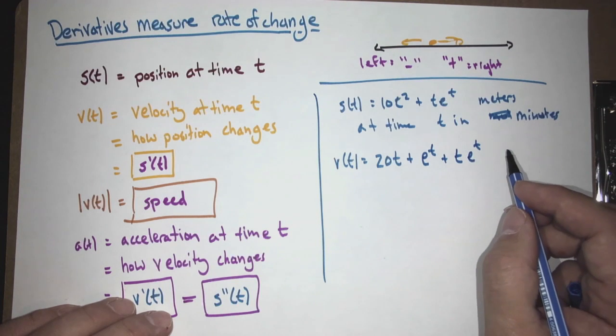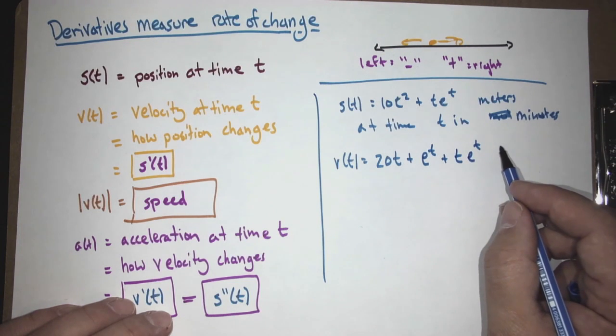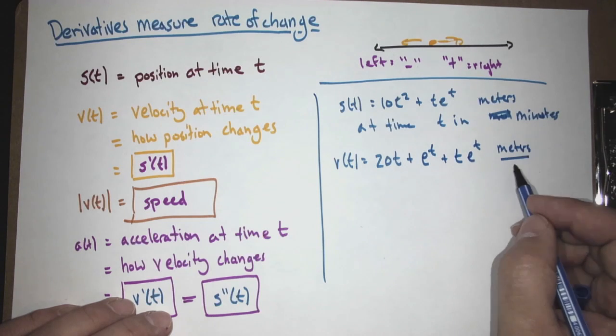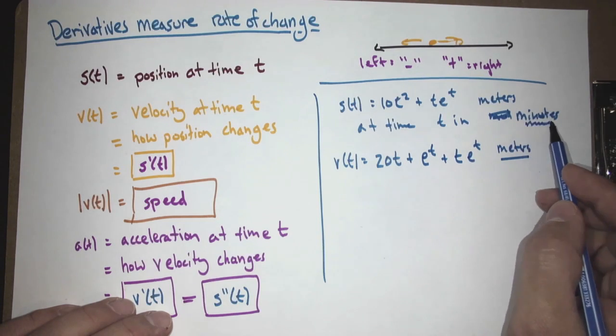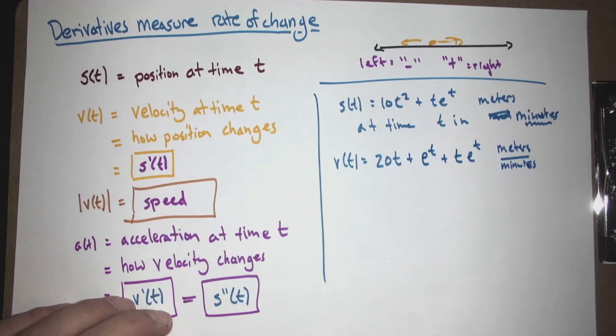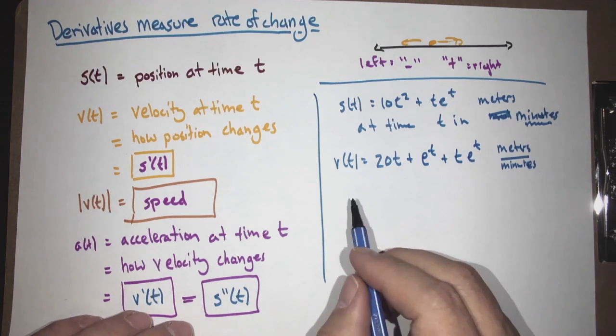What are the units for velocity? Meters per minute. Just because physicists use meters per second doesn't mean we do. We're mathematicians. Make sure you pay attention. How does it phrase the units?